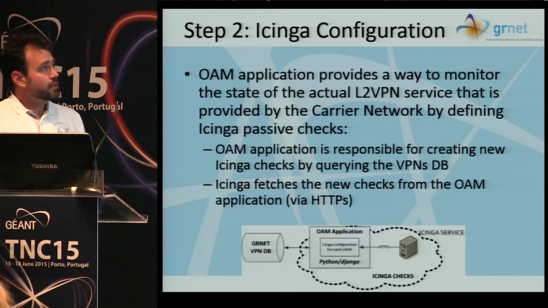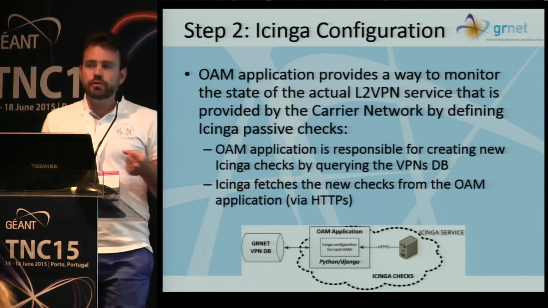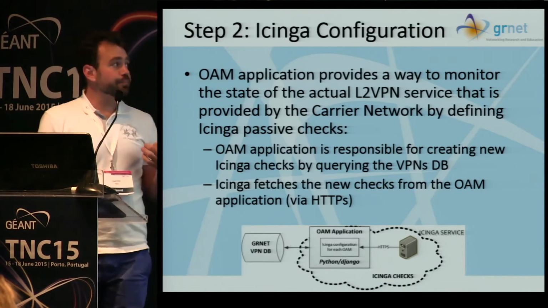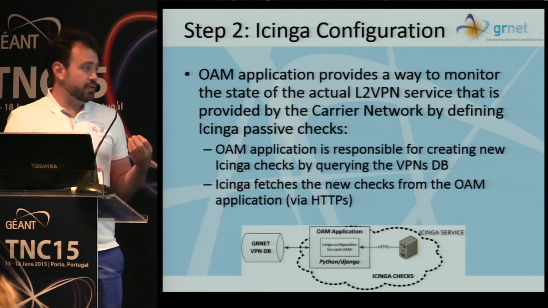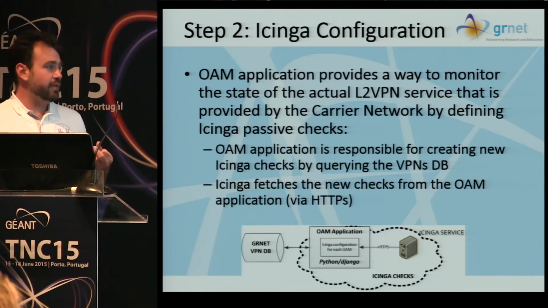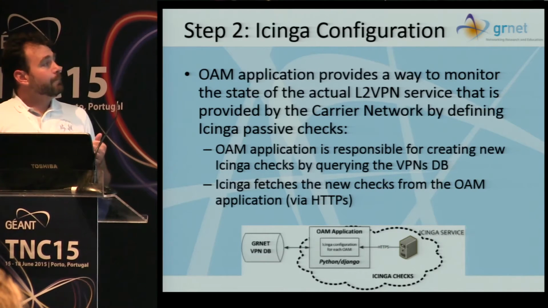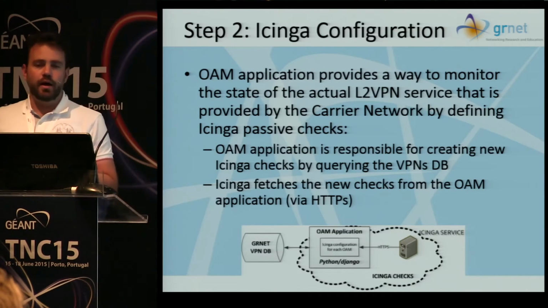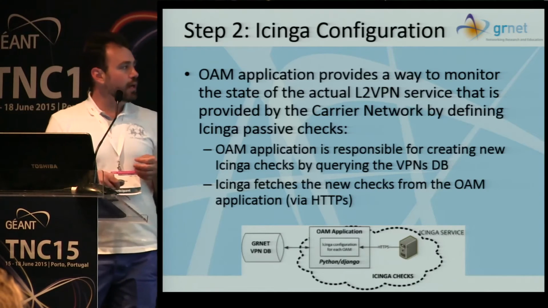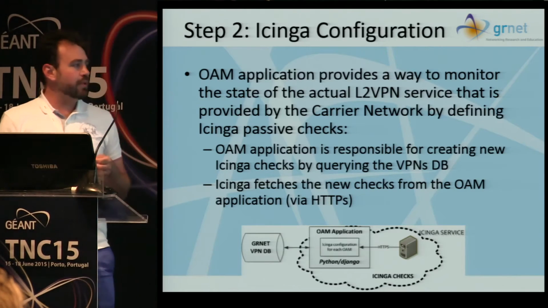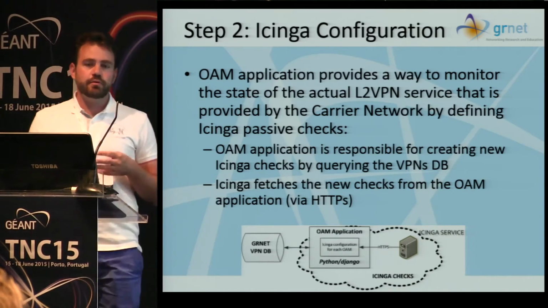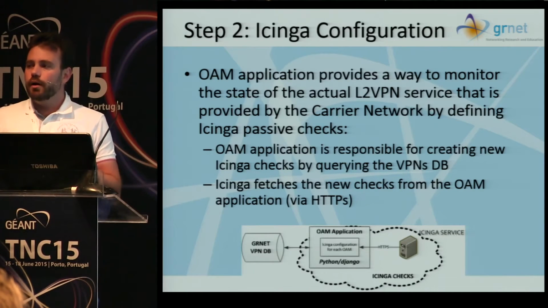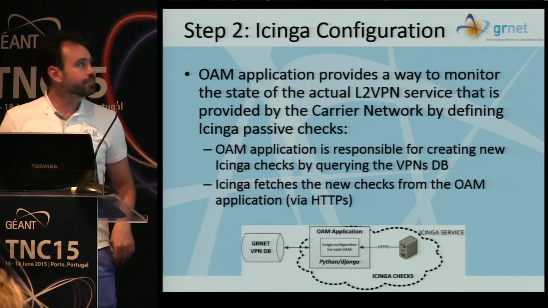The second thing is we need somehow to create automatically, based on this data, the Icinga configuration. The application fetches details from the VPN database and creates the appropriate configuration that is being advertised to Icinga. So Icinga periodically polls the application in order to understand if there are new VPNs and new measurement points in our network.